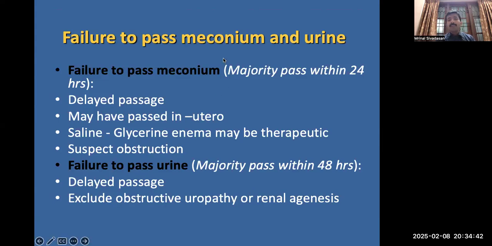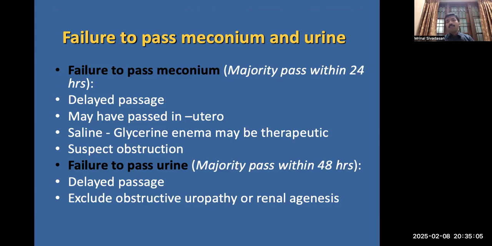Now, failure to pass meconium and urine. That is also a risk factor. If the baby has not passed meconium within 24 hours, with delayed passage, then you may have to suspect obstruction. You may have to clear the bowel if the baby is term. But in preterm babies, there may be a natural delay in passage of meconium.